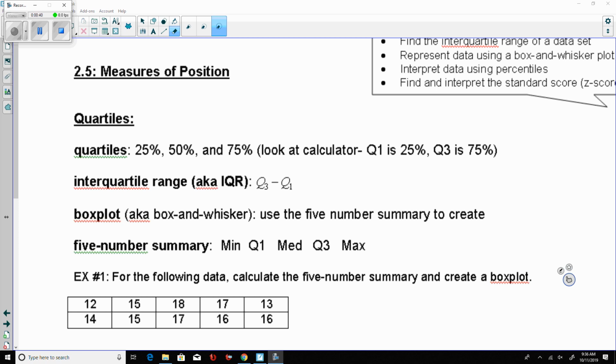Remember, your range is the highest minus the lowest. So now an interquartile range is Q3 minus Q1. Box plot, also known as a box and whisker plot, you use the 5-number summary to create. Like I said, the 5-number summary is your min, Q1, median, Q3, and max. All right, so what I want you to do is put the following data in your calculator and 411 it and find the 5-number summary.